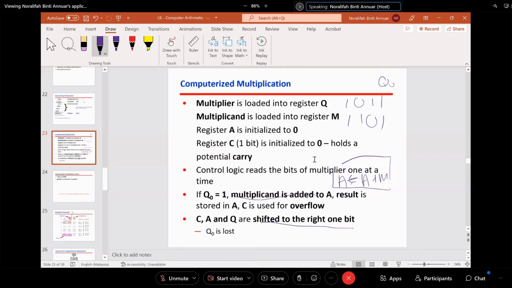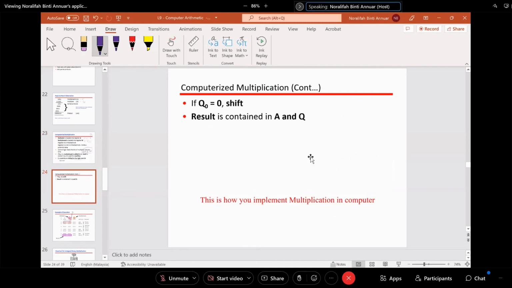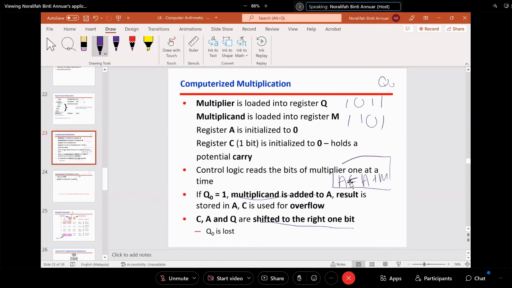And then what next? If Q0, the position 0, this is your value 1011, let's say the value of Q0 is 0. What you need to do is, if Q0 is equal to 0, then you shift. Shift to where? To the right. Later we will show you the example. The result is contained in A and Q. You need to understand its step by step first. When you go back, you need to read the notes carefully.